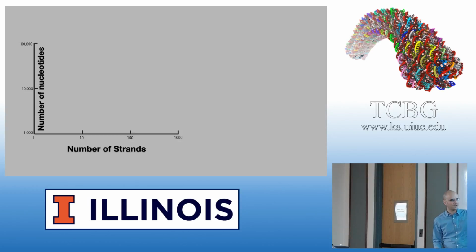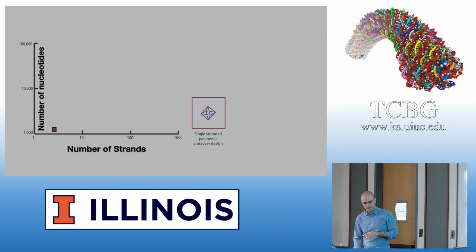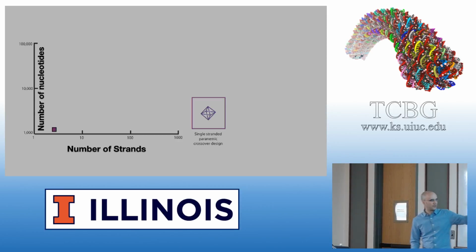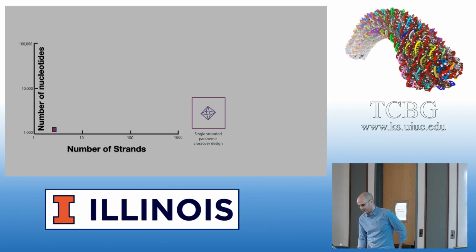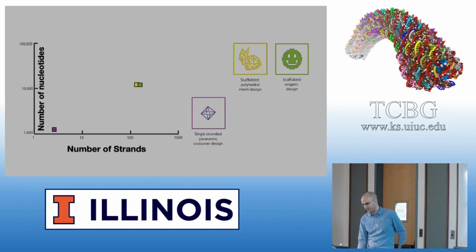So on the x-axis, we have the number of strands in the design. And on the y-axis, we have the number of bases in the design, the number of nucleotides. Like Williams' octahedron, it was 1.7 kb, so that's right here. And it was actually 5 strands, so 1 scaffold and 5 staples. That's not what we called it at the time. And then origami is closer to 200 strands and about 10,000 nucleotides in magnitude.